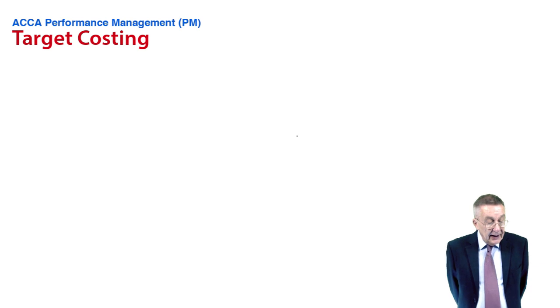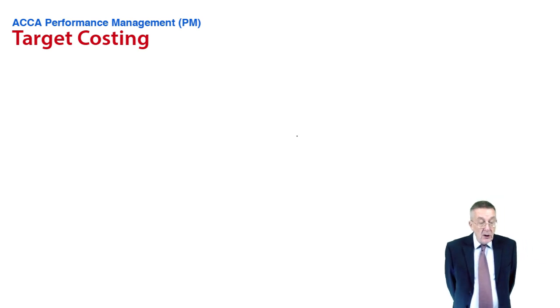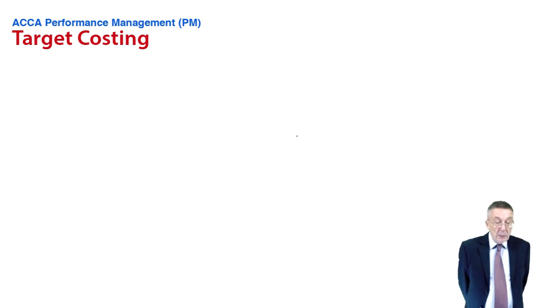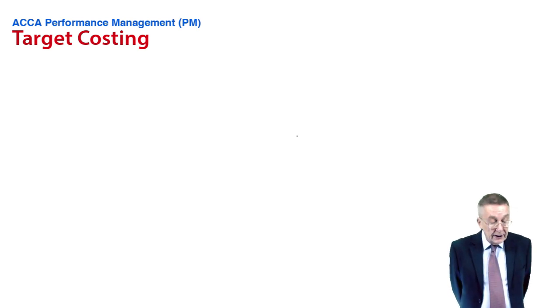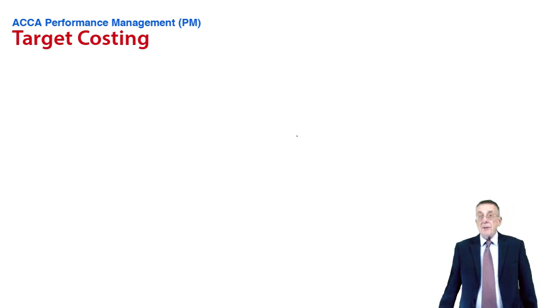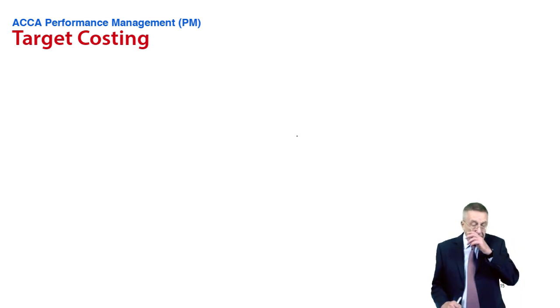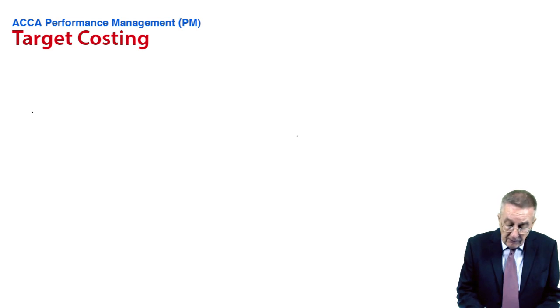Packard plc are considering whether or not to launch a new product. Sales department have determined the realistic selling price will be $20 a unit, with a requirement that all products generate a gross profit of 40% of selling price. Well, the steps that are involved in target costing are this.